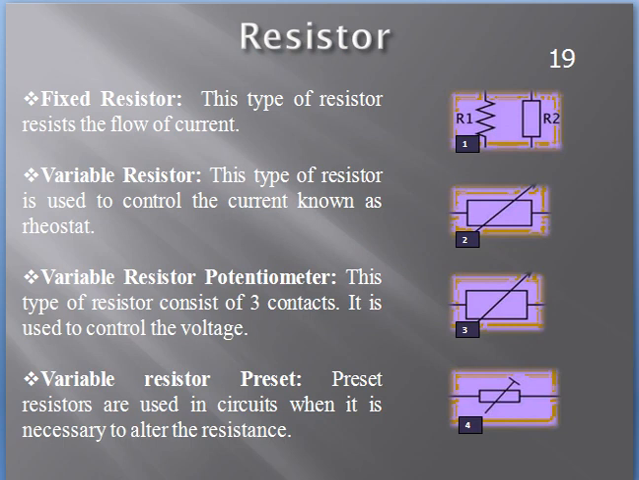Next, how to represent resistor, inductor, capacitor, transformer, generator and motor, we will discuss here. This is the fixed resistor and variable resistor. The first diagram describes the symbolic representation of a fixed resistor. This is a variable resistor. This is a potentiometer. Preset variable resistors are used in a circuit when it is necessary to alter the resistance. This is the type of resistor represented by all these symbols.